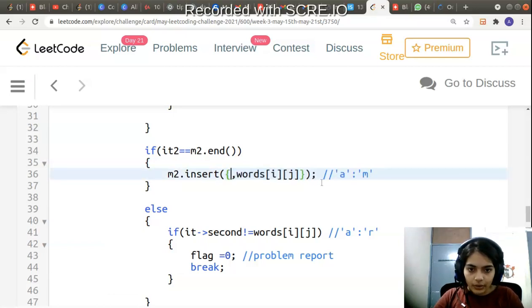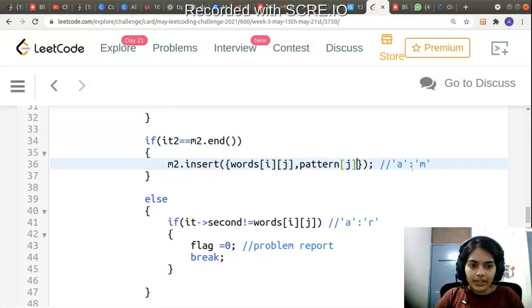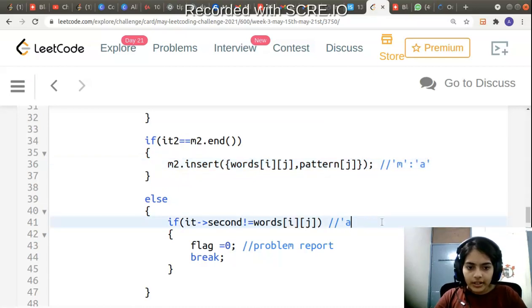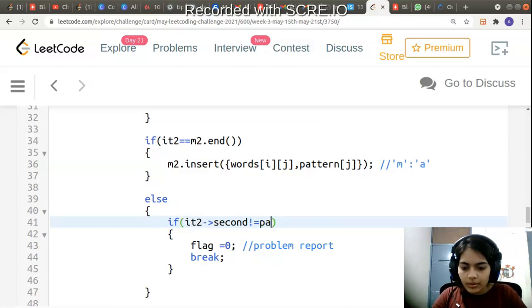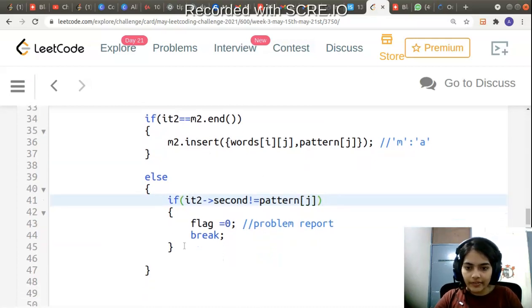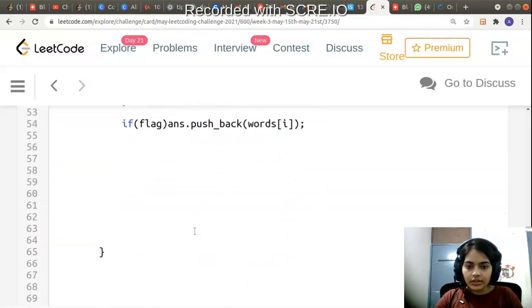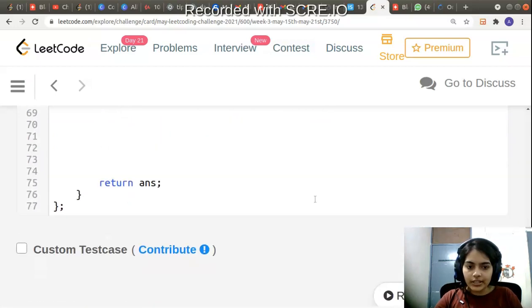As discussed, we have to declare two maps because we are facing a problem, and two maps will solve the problem. In this case, the mapping will be M with A, just the reverse mapping. Now you have to check different conditions. So you have to check if this is not equal to pattern of J. We are just basically reversing everything. Otherwise, everything is going to remain the same, and you can simply return answer.